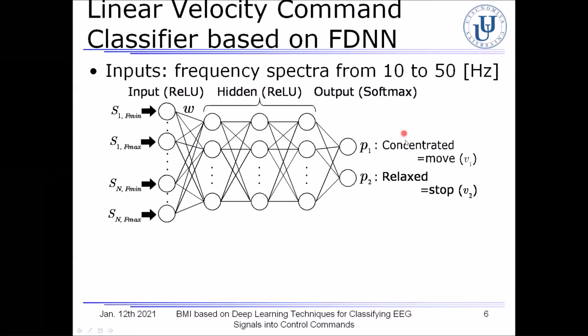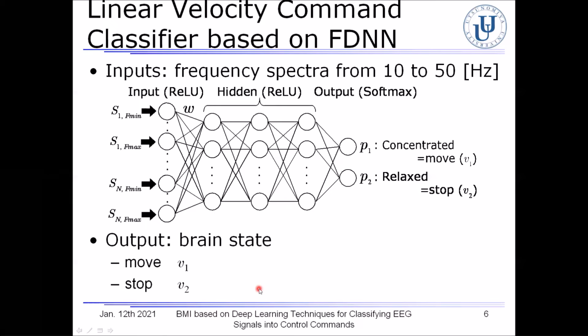The output layer consists of two nodes corresponding to the concentrated and relaxed brain states. In the output layer, the softmax activation function is applied to each node in order to compute the probabilities P1 and P2. Thus, the user's intention, move or stop, is estimated from the brain state with the higher probability. Depending on the estimated intention, the discretized linear velocity command V1 or V2 is determined as the output.